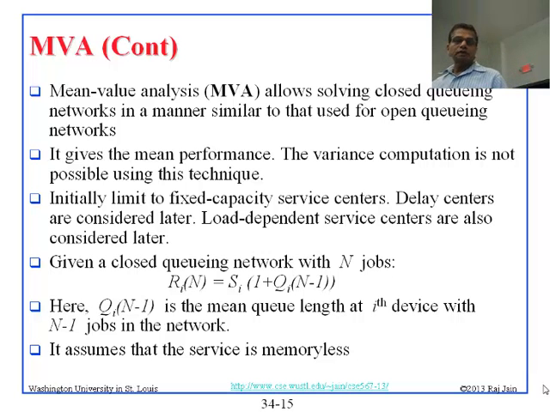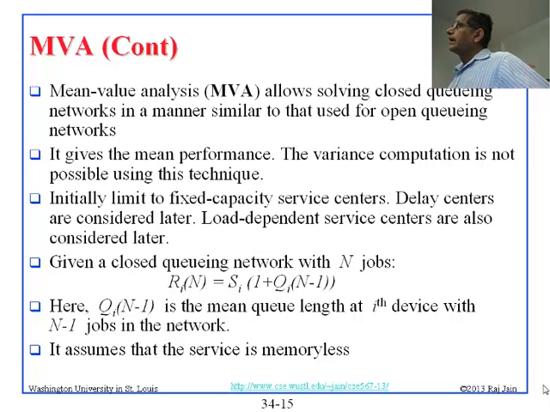All right, that brings us to MVA. MVA allows solving closed queuing systems, closed queuing networks, in a manner similar to that used for open queuing networks. But it gives only the mean performance, which is why it's called mean value analysis. It does not give you the variance or the distributions. It just gives you the mean performance. And it is limited to fixed capacity centers. Delay centers and load dependent services can be considered later. We will just do this for the fixed capacity center.